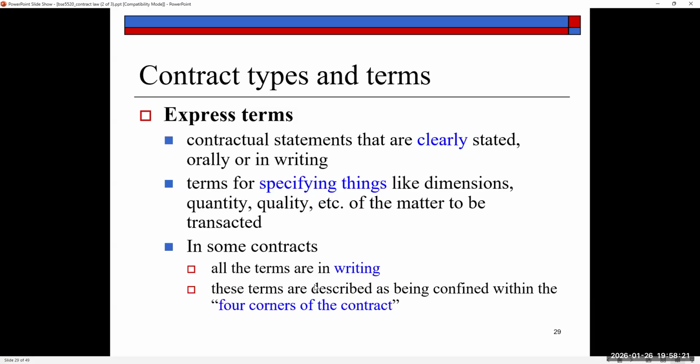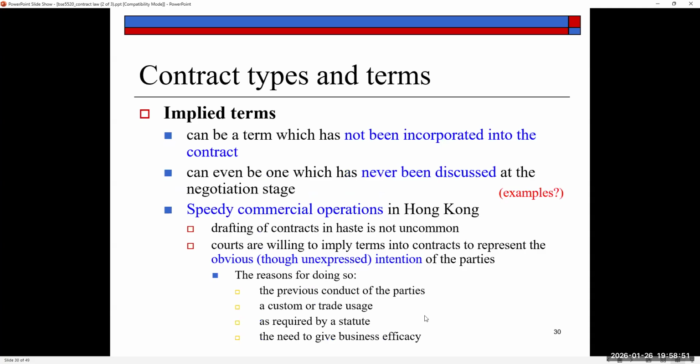Why? Because traditionally, we have contracts which are documents, right? A4 paper size maybe, right? In those A4 papers, we have four corners. It's a description saying what is stated within the four corners of this contract document, those are the terms. And that would confine the scope of the contract.